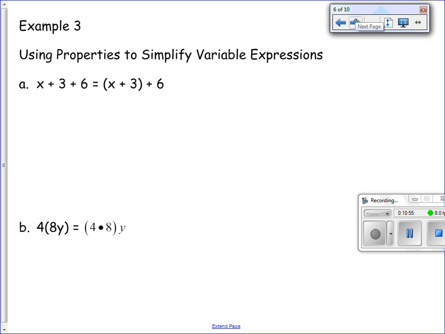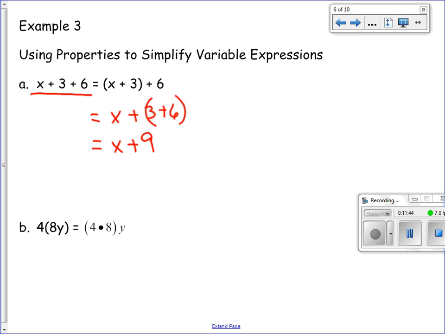So now, example 3, using properties to simplify variable expressions. Now we're going to be using the same steps, the order of operations, the associative property of addition. The only thing that's different is we have a variable in here. So the original problem is x plus 3 plus 6. Next, we can use the associative property of addition to simplify this, the x plus 9. That's simplifying this equation because you can't go any farther because you have no idea what x is.